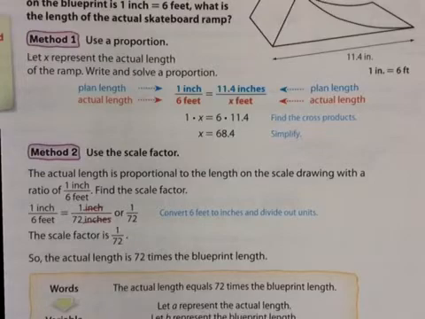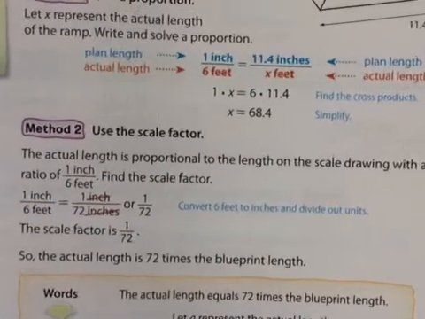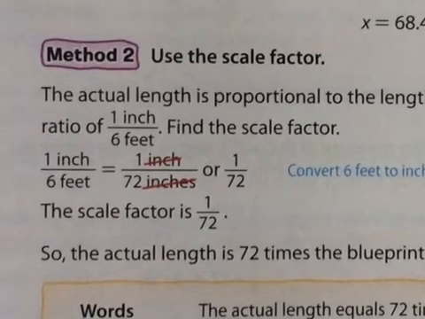Method 2. The actual length is proportional to the length of a scale drawing with a ratio of 1 to 6. Find the scale factor. Okay, 1 to 6, 1 to 72. Now remember, that is the scale. We're looking for the scale factor. The scale factor is when both become the same unit.